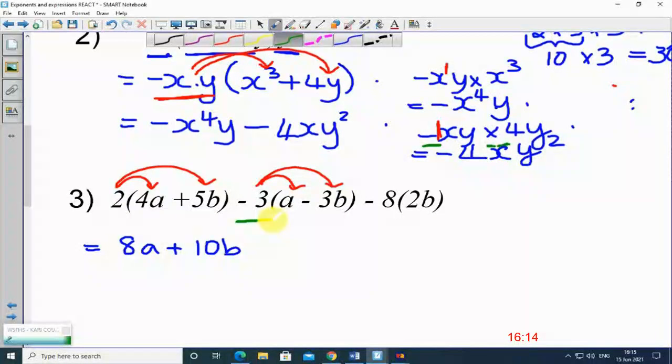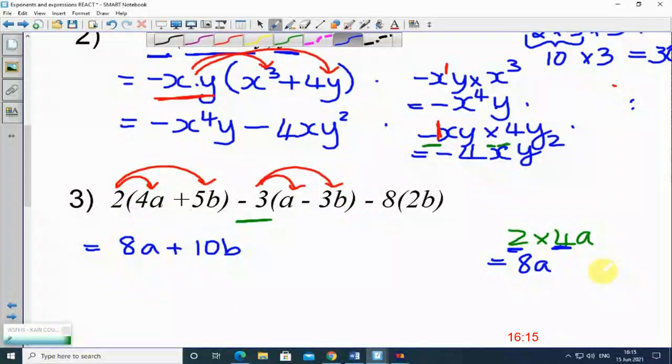Okay, first bracket, I think it's easy for us to just multiply by 2. But maybe it wasn't so easy for you. Look at what it's saying. It's just saying 2 times 4a. The only thing you can do is multiply the numbers, 8, and just keep the a. That's the best you can do.